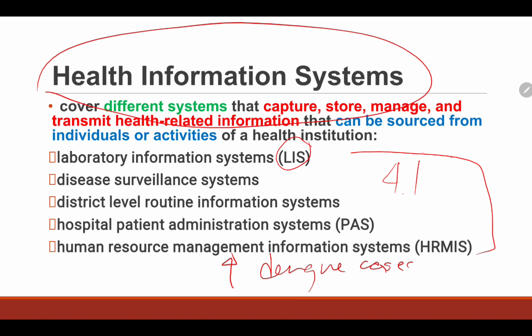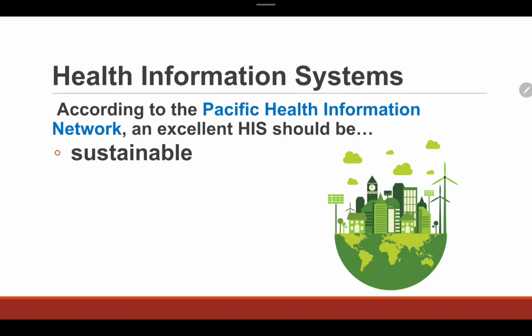So, this would translate to efficient resource allocation at a policy level and improvement of the quality and effectiveness of health at a delivery level. Okay? So, I hope you guys can visualize how beautiful that is. Okay? So, let's talk again about the Pacific Health Information Network.